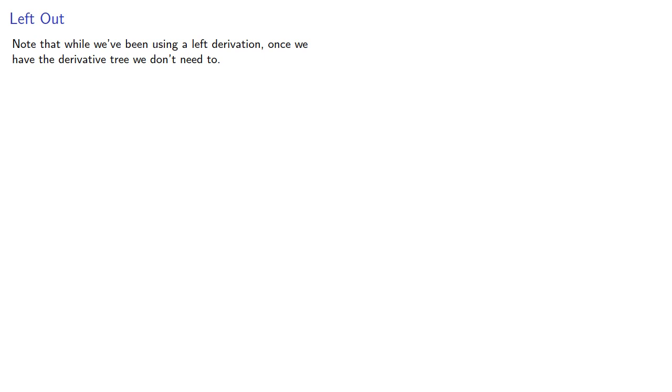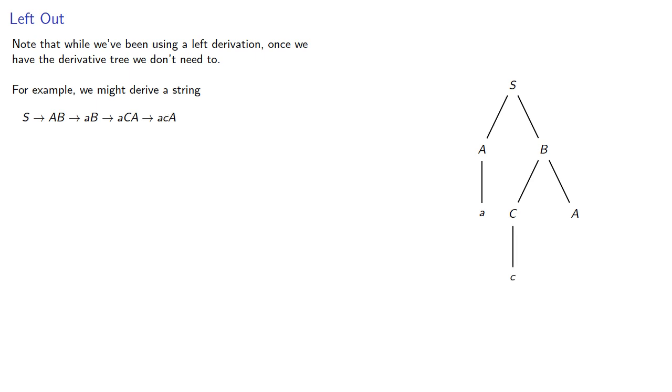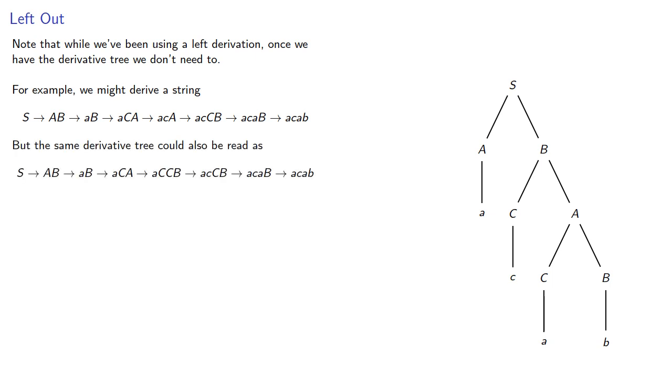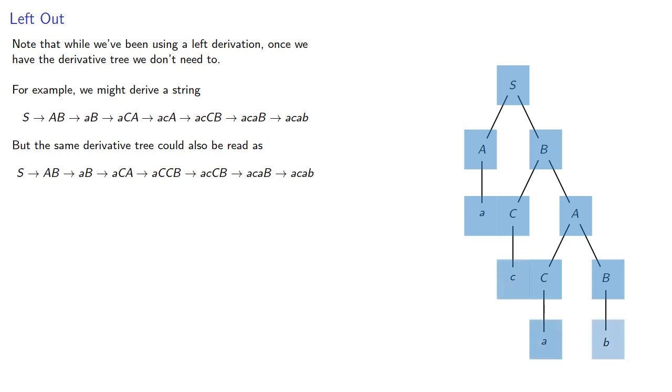Note that while we've been using a left derivation, once we have the derivation tree, we don't need to. For example, we might derive a string S produces AB to ACA to ACA, and so on. But the same derivation tree could also be read as the production, and this idea is an important component of a pumping lemma for context-free grammars.